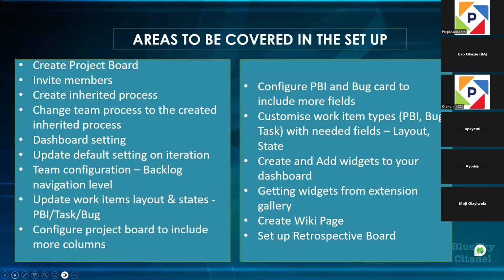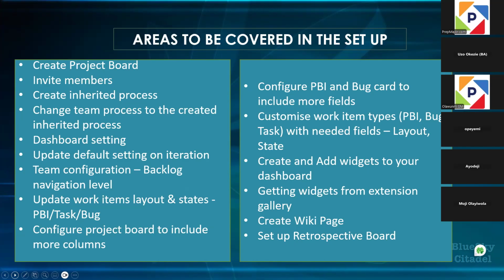So for the purpose of tonight, these are the areas we're going to cover. And that's why Laomi said it's quite long, but don't worry, I'll try not to lose you too much. We'll create a project board. We'll invite our members onto that board. We'll create what we call an inherited process, and I'll explain why we need to do that. We'll change the team process to the created inherited process. Your process normally comes by default in a particular process, and then you're able to change your team's board into a particular process, which is the inherited process that you're going to create.